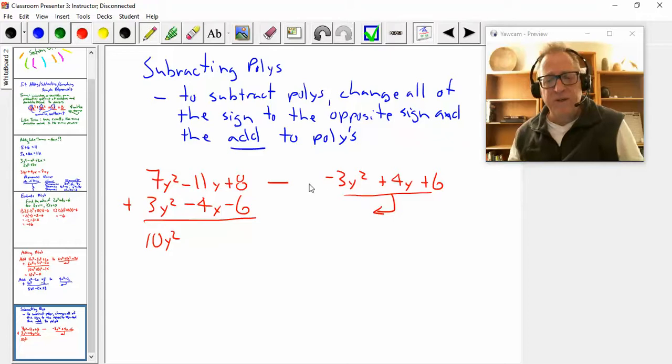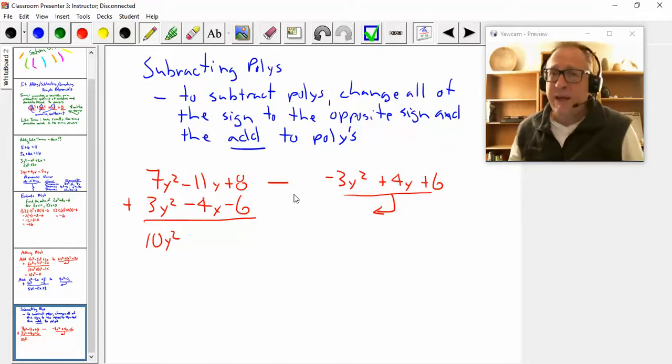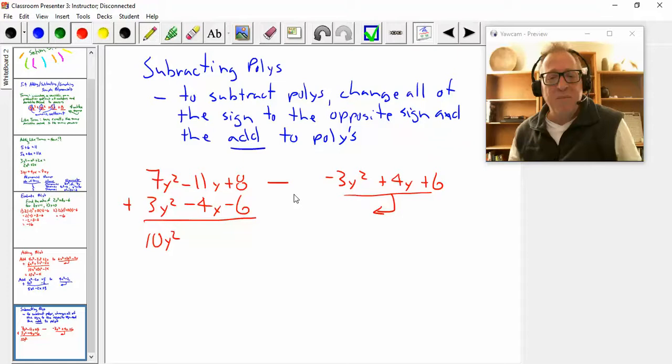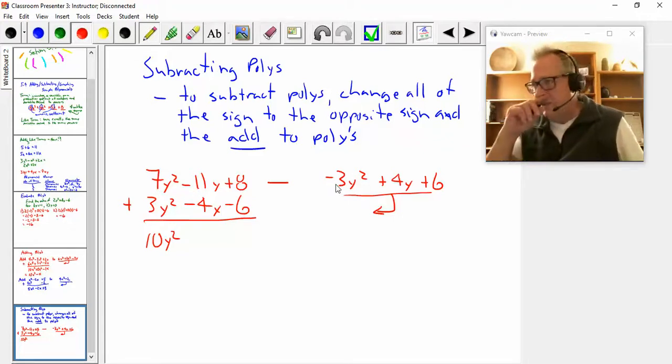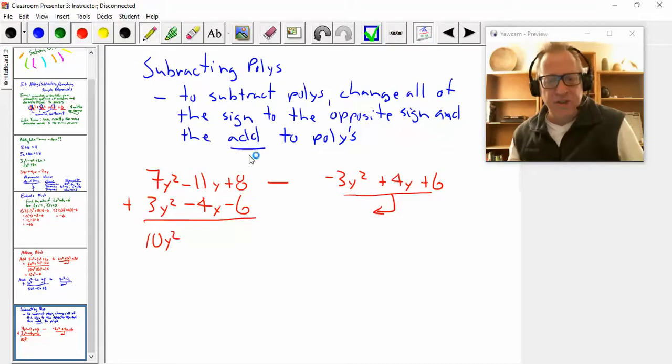What if we wouldn't have changed the signs and added? What if we just subtract them? You know, you can do that, and some of you may prefer it, but I suggest you do this. You're going to make fewer errors. I've seen it 100 times. Well, let's see. We would have had 7y squared minus a negative 3y squared. Well, that's not so tough, is it? We know we can change the signs, but I prefer this way.